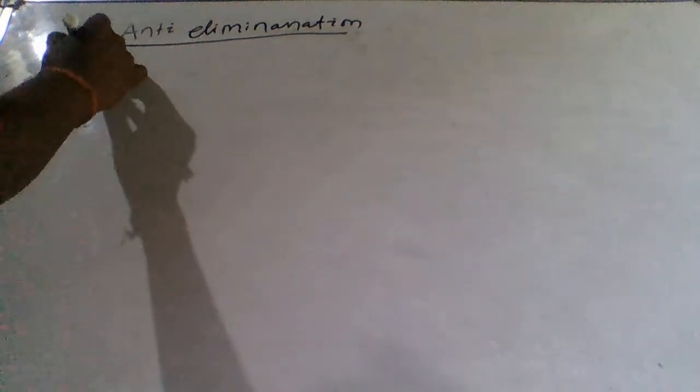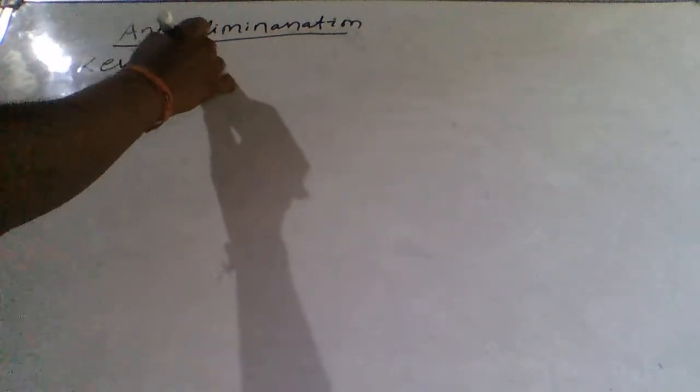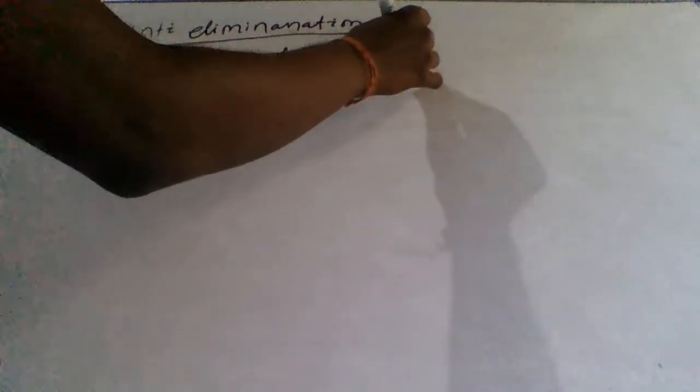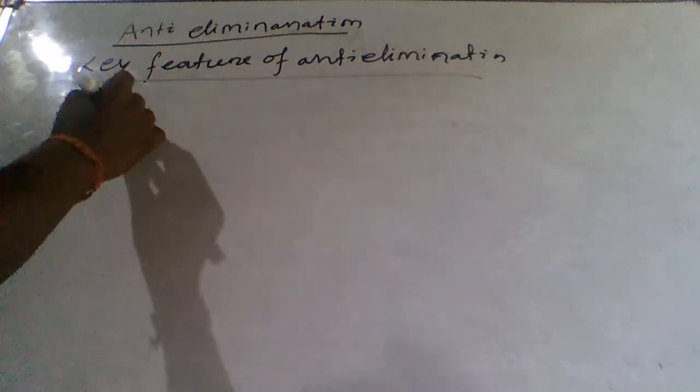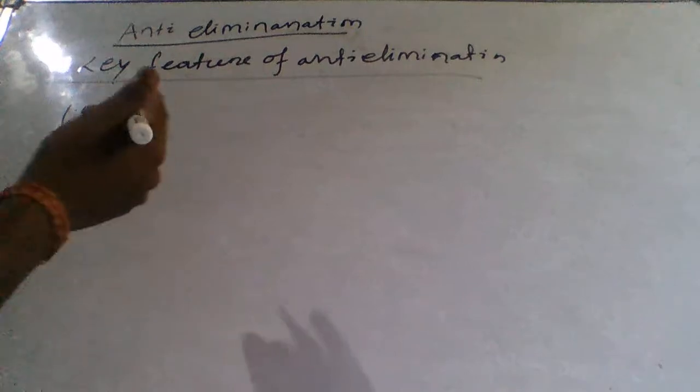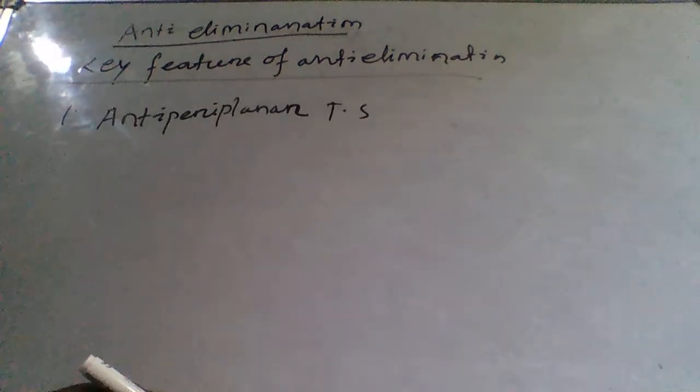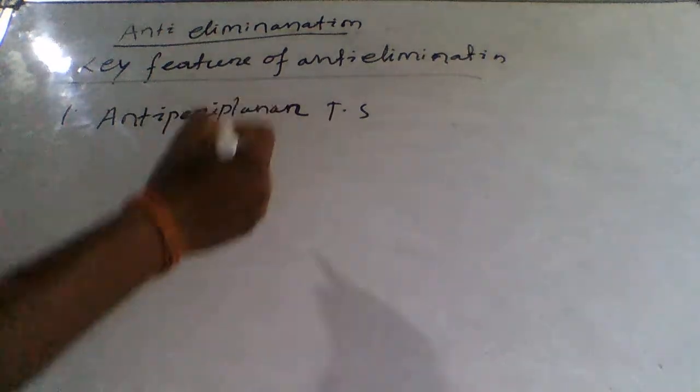Which we'll see below. Then first we'll see the key feature of anti-elimination. First, the transition state will be anti-periplanar. Anti-periplanar means the proton which is being abstracted and the leaving group bond should be anti-periplanar, which I'll show here.